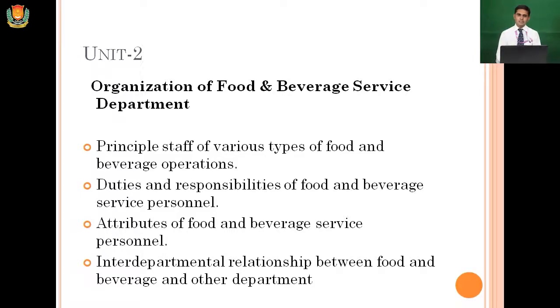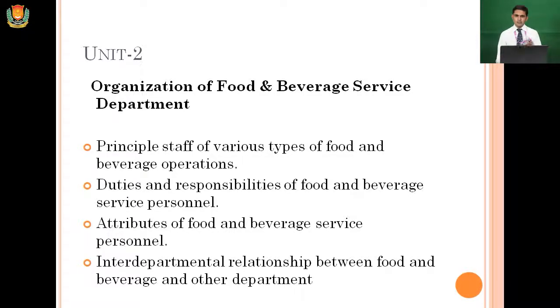Then the second is duties and responsibilities of food and beverage service personnel. What are the duties and responsibilities? If I am in this post in the food and beverage service department, suppose I am captain, what is my duty and responsibility? I am assistant restaurant manager, what is my duty and responsibility? I'll tell you each and everything.